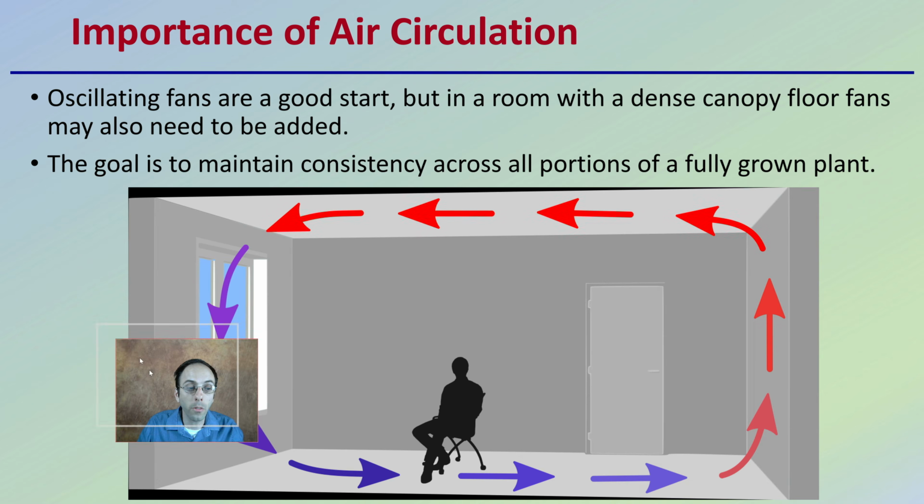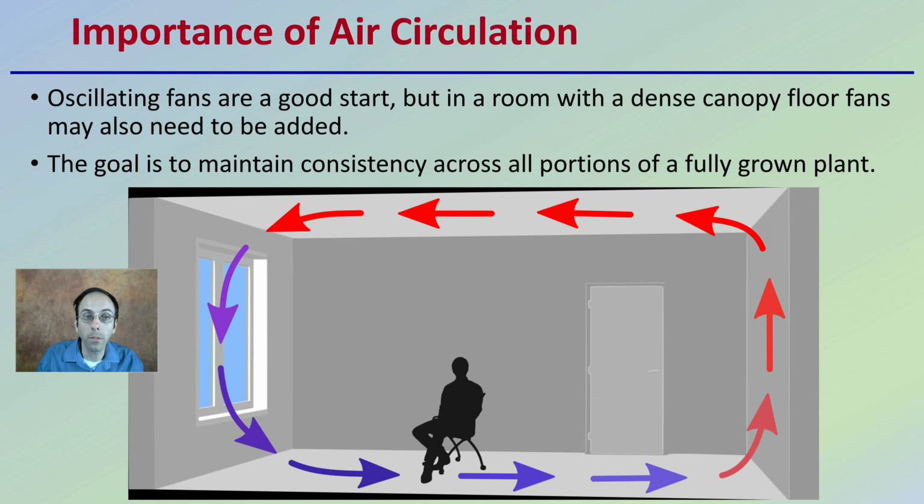As I said, the importance of air circulation. Oscillating fans are a good start, but in a room with a dense canopy, floor fans may also be needed. The goal is to maintain consistency across all portions of a fully grown plant. We just want to have good air circulation at the bottom and good air circulation at the top. We want to make sure we're mixing that air in a vertical sense as well as in a horizontal sense, because air circulation is still important at all stages of plant development.